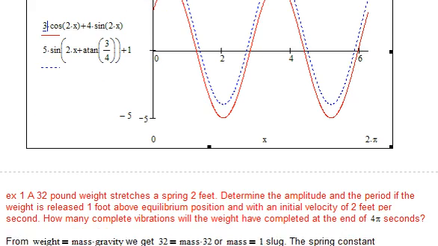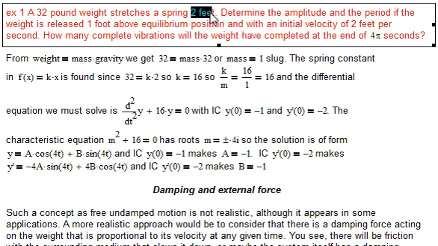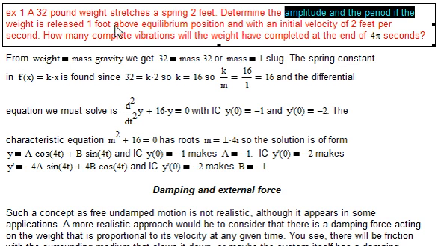Okay, so let's look at an example. A 32-pound weight stretches a spring 2 feet. Determine the amplitude and the period if the weight is released 1 foot above equilibrium position and with an initial velocity of 2 feet per second. Now that velocity, 2 feet per second, would be velocity downward.